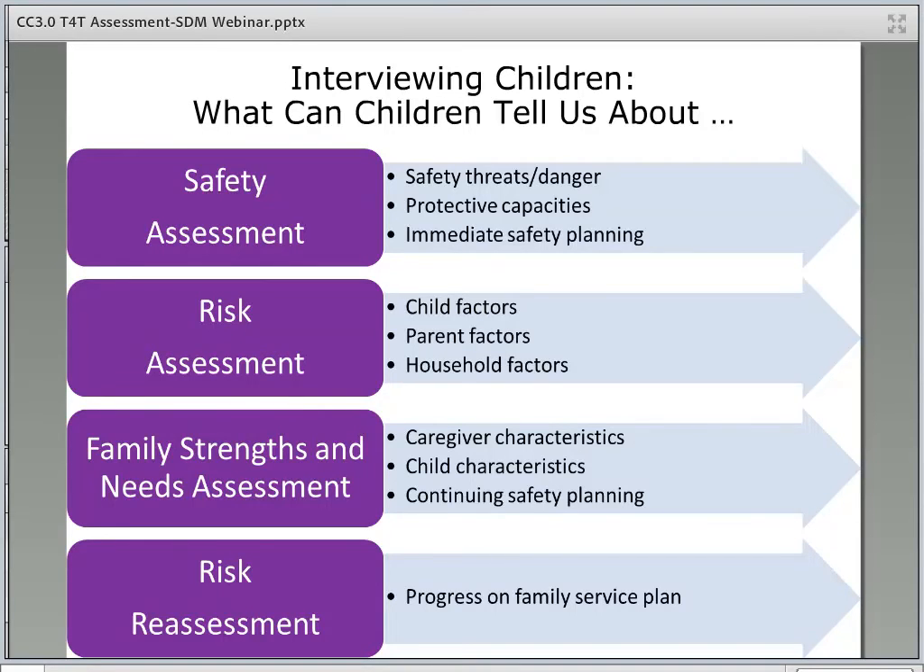They can also bring the child's voice into the room at all family team meetings and other teaming activities as appropriate. This can be accomplished with the use of various child interviewing tools, such as the 3 houses and safety house tools.